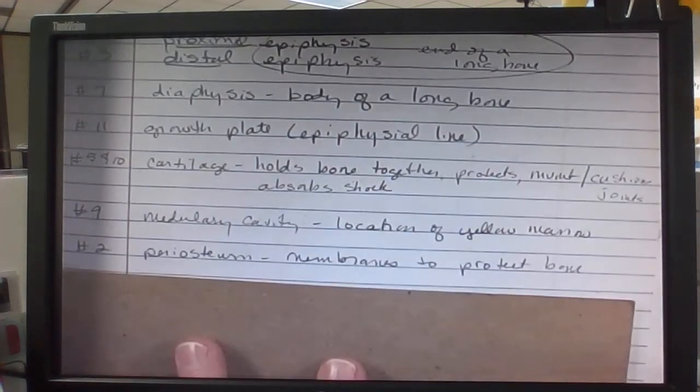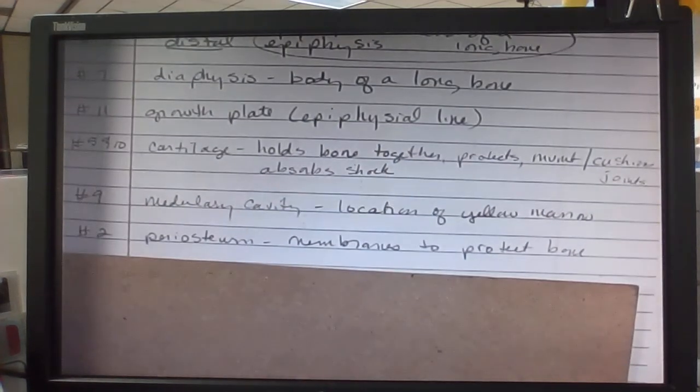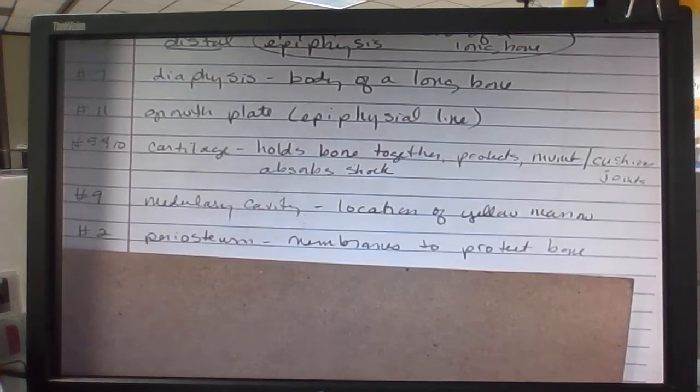Okay. Number 2 is called the periosteum. The periosteum is actually a membrane that's on top of that bone. So it's a membrane, it's a covering, and it helps to protect the bone. So number 2 is the periosteum.